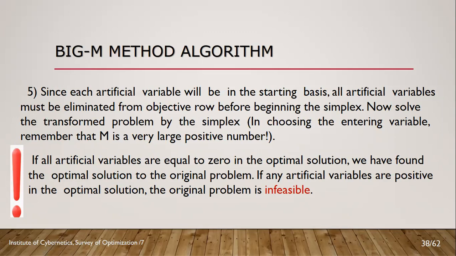Now solve the transformed problem by the simplex method, choosing the entering variable. Remember that M is a very large positive number. If all artificial variables are equal to 0 in the optimal solution, we have found the optimal solution to the original problem. If any artificial variables are positive in the optimal solution, the original problem is infeasible. So let's go on and consider the example.